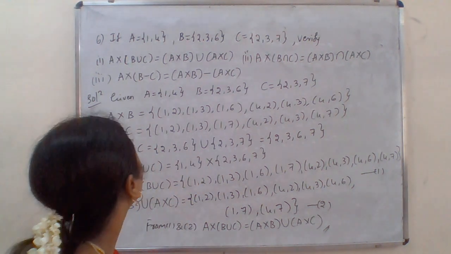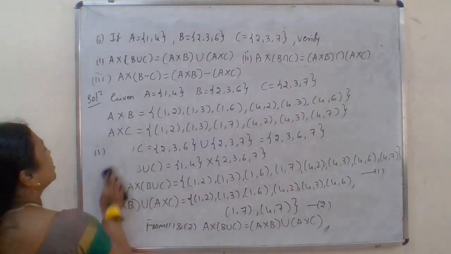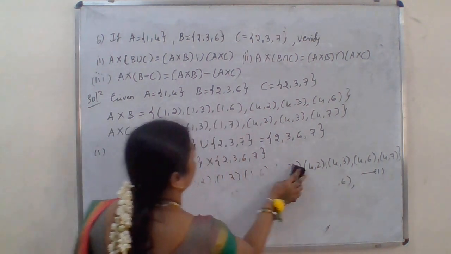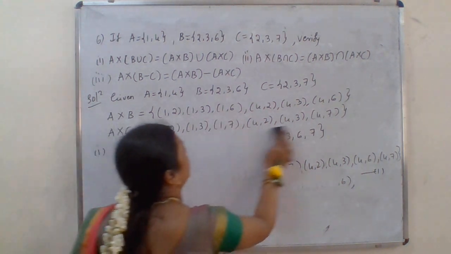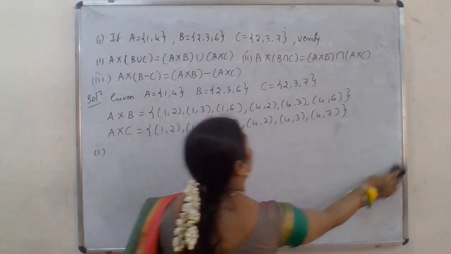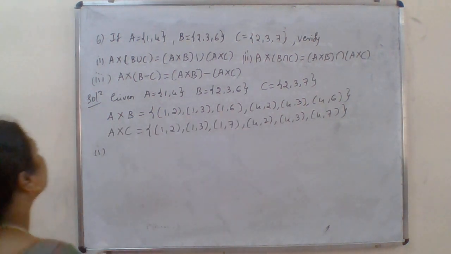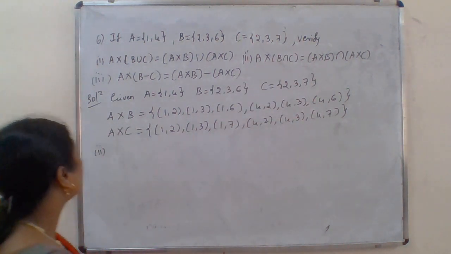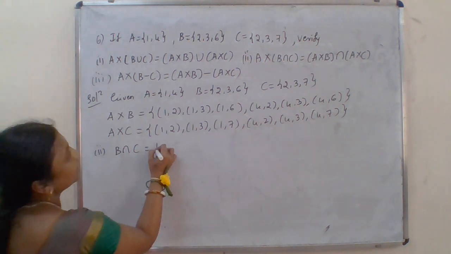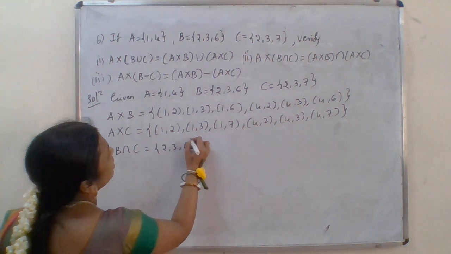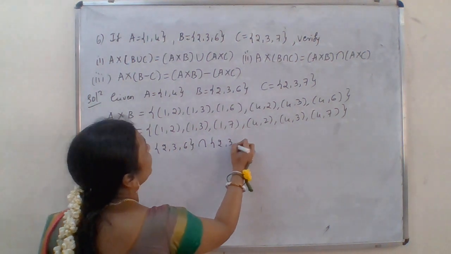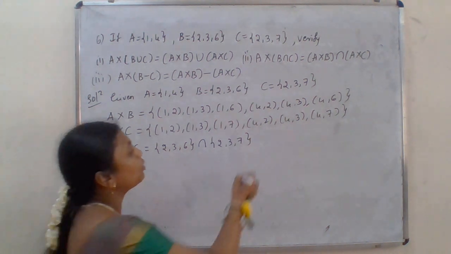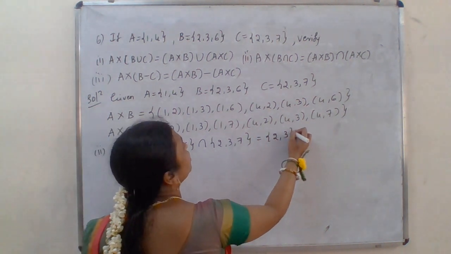Okay, second one. So for the second proof, what is your second one? The LHS part, A cross B intersection C. First find your B intersection C. B is 2 3 6. Intersection C is 2 3 7. Okay. So intersection means you should write common elements. Here common elements are 2 3. So B intersection C is 2 3.